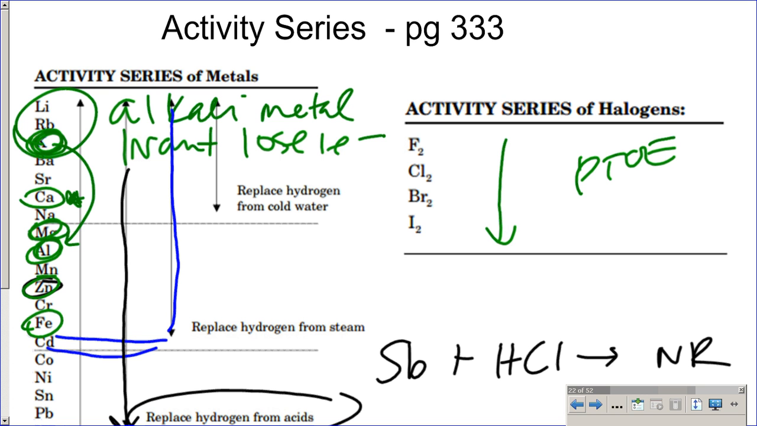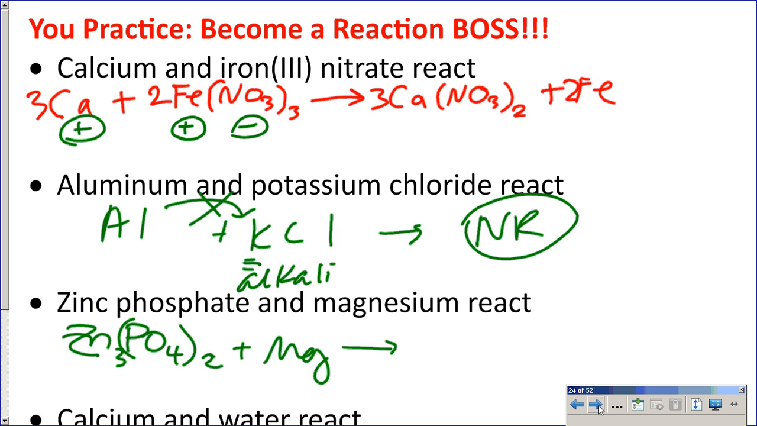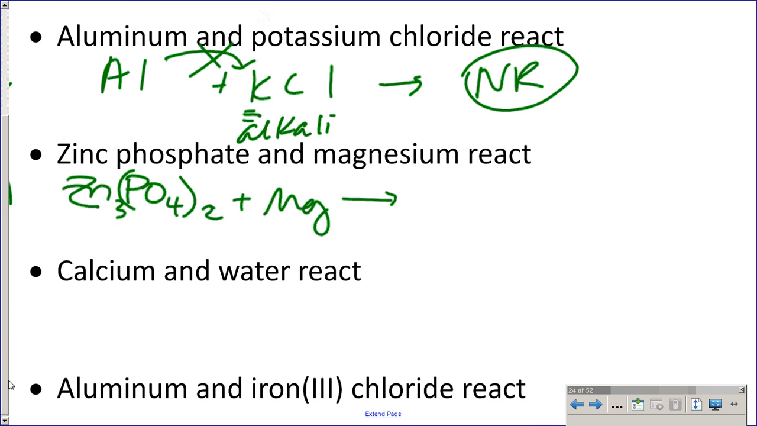We have a lot of group 1 and group 2s up top, yeah? Those are really active. They want to lose an electron or lose 2 electrons. Then we start getting to some transition metals. Generally, transition metals are less active, because they're pretty happy where they are. Okay, so zinc phosphate and magnesium would be a no reaction. No, I totally just lied to you. I was thinking the other way around. Magnesium does replace zinc, giving zinc plus magnesium phosphate.